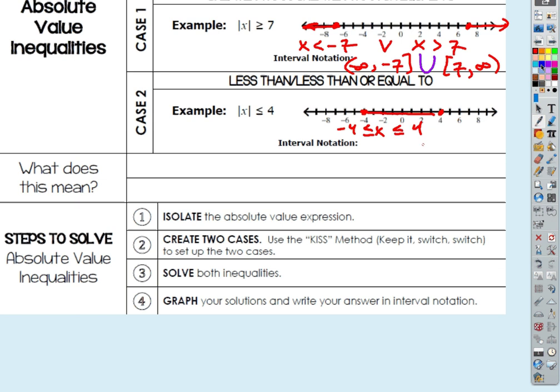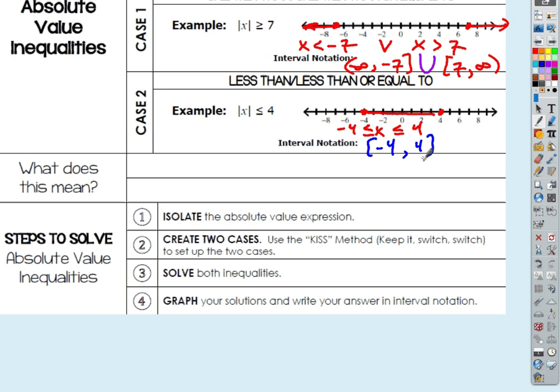Right? So writing it with interval notation. Now, the and ones are super easy with interval notation. What's that going to look like with interval notation? Bracket -4, 4, bracket, good.